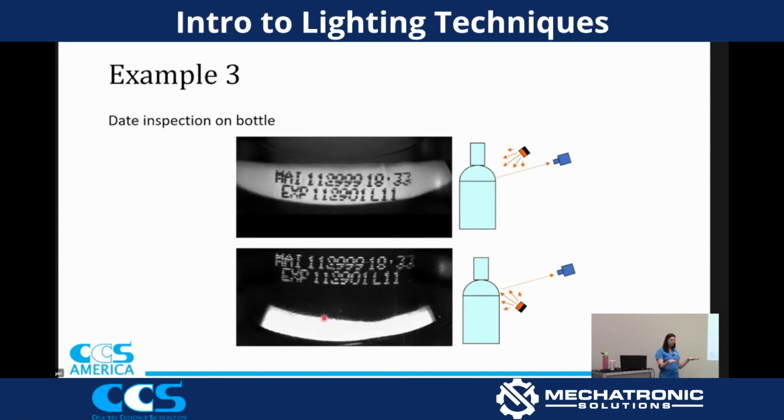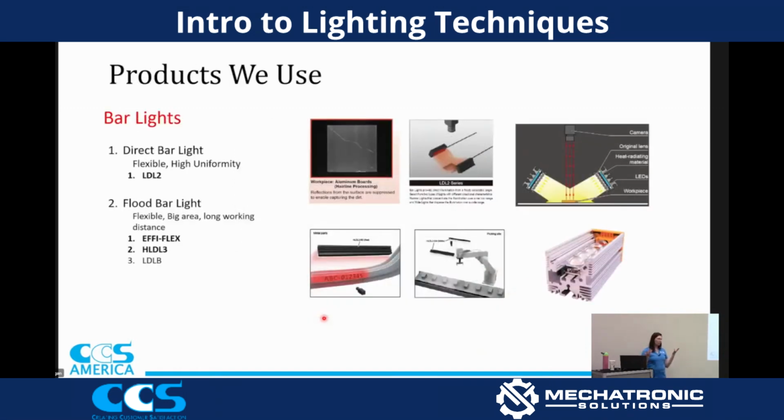So if both solutions work, or if you have more than one solution that works, the next step is what fits better into my machine, what's more forgiving in my machine, what is not going to be as intrusive in my machine. That's how we think about it. This is a CCS presentation, so I'm not going to get into product and all that jazz, but I am going to tell you what lights we use to achieve these techniques.